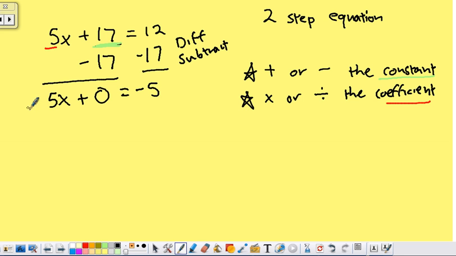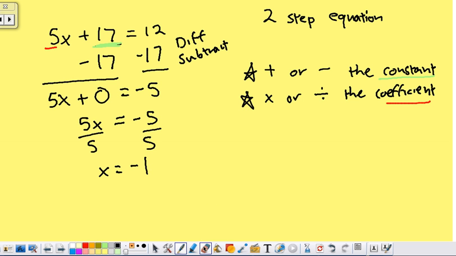Now, because of the identity property, I know that 5x plus 0 is the same as 5x, because the identity property states if you add anything to 0, that number stays the same. So 5x equals negative 5. Now finally, all you got to do is solve for x. So at this point, you're going to multiply or divide the coefficient, and the coefficient here is 5. And because it's 5 times x, I need to use the inverse operation, which is dividing 5 divided by 5. x equals negative 1.